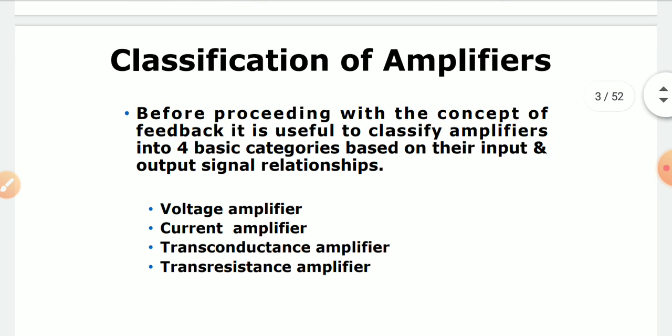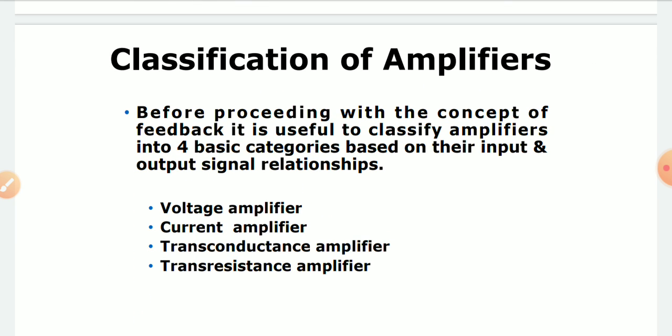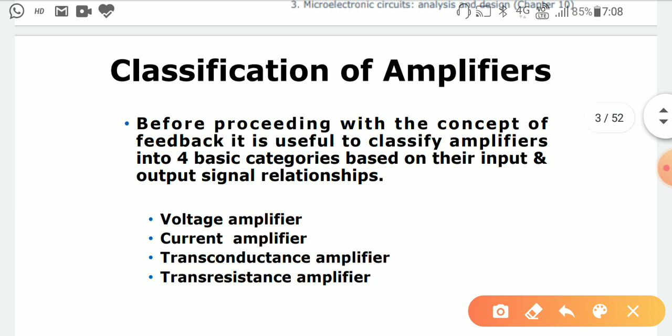Today initially we discuss the classification of amplifiers. Before proceeding with the concept of feedback, it is useful to classify amplifiers into four basic categories: voltage amplifier, current amplifier, transconductance amplifier, and transresistance amplifier. These are the four basic categories based on their input and output signal relationship.